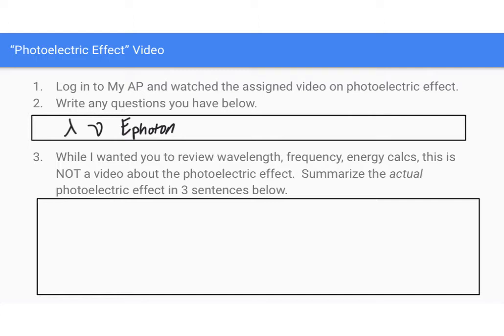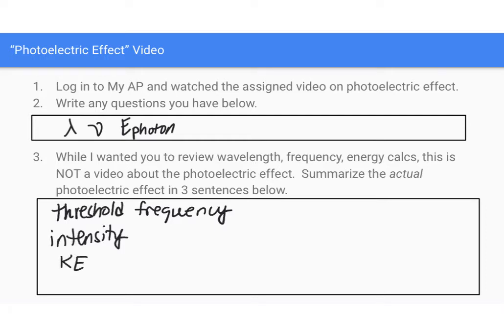So the actual photoelectric effect, just make sure you said things in your explanation that involved words like threshold frequency. Now, if you didn't say threshold, you could have said minimum frequency. Okay, make sure you talked about intensity, and so number of photons per second, what intensity does and what it doesn't do, because it was thought to do something that it ended up not doing in this experiment. And then there's also a kinetic energy piece that comes into play. So make sure that you know how to address all of those.